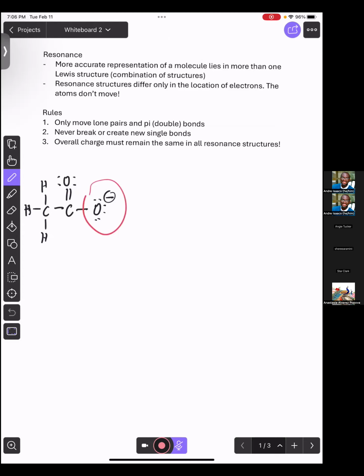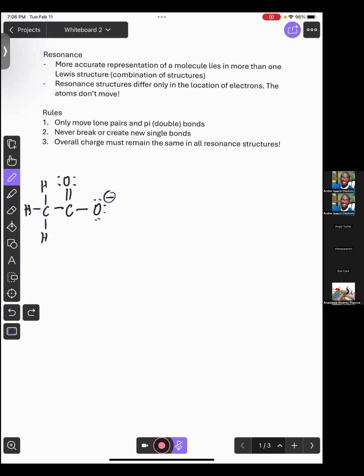Then let's look at this oxygen now. This oxygen has 8 electrons. It has 2 in the bond that it shares with carbon, and it has 6 electrons, or 3 lone pairs, to itself. Now, this is not a standard pattern for oxygen when it's neutral.